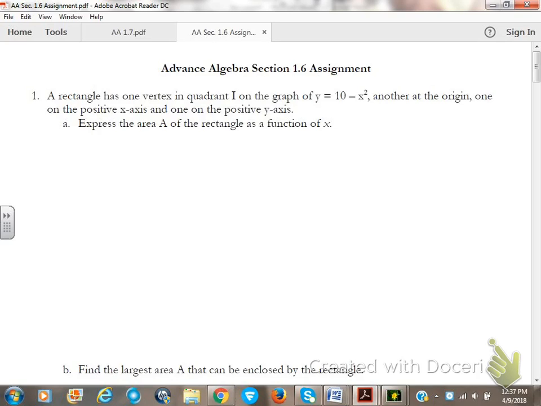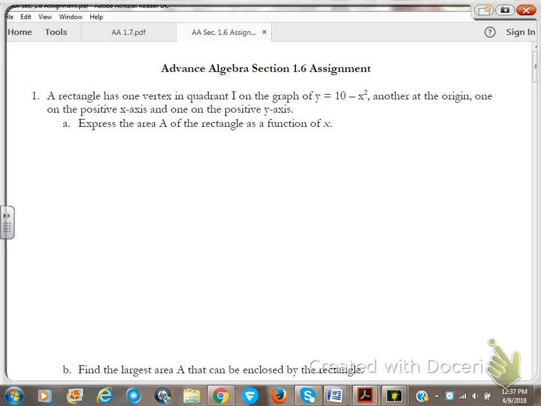On number 1, we've got a rectangle that has one vertex in quadrant 1 on the graph of y equals 10 minus x squared, another at the origin, one on the positive x-axis and one on the positive y-axis. Just as a sketch over here, 10 minus x squared means that we're going to have a parabola opening down, looking something like that.